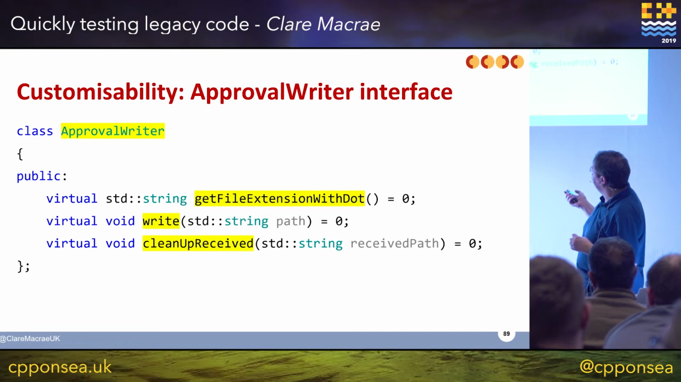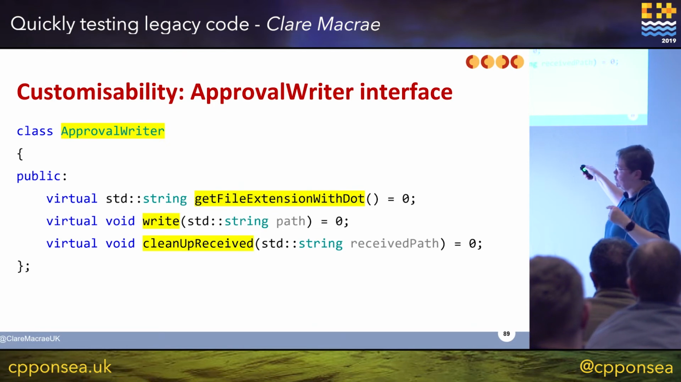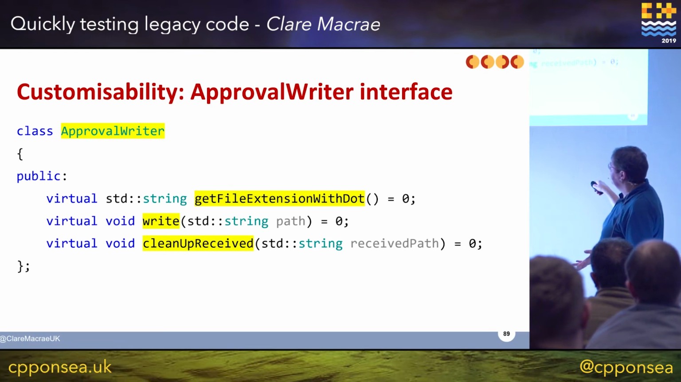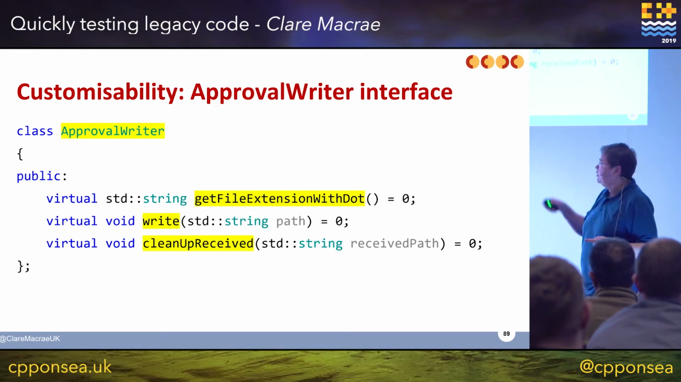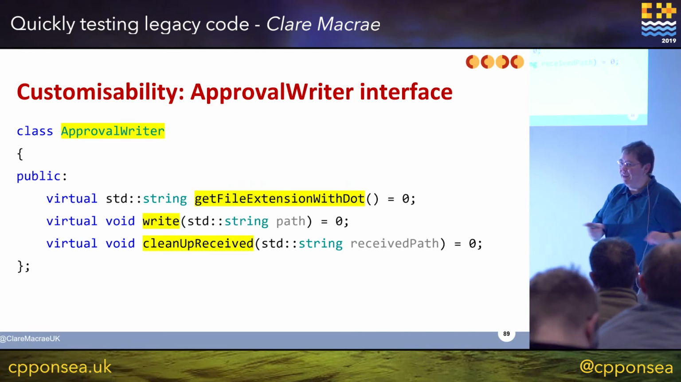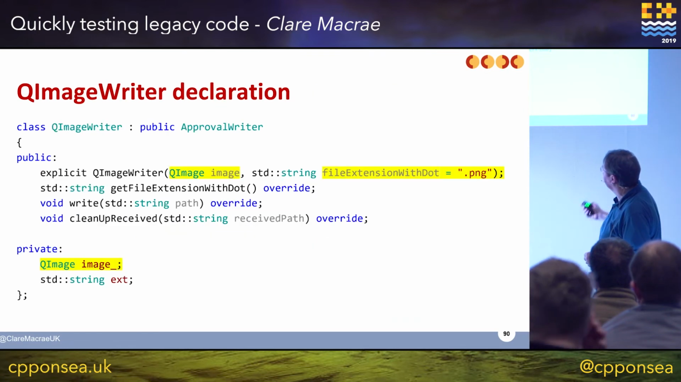So here's the approval writer interface. Get file extension helps the approval test framework to know how to name the file that it's going to write out, which helps the diffing tool know what kind of file to show. Write is the all-important method that actually says, for the object that's being tested, represent it on disk. And then cleanup received, I realized in writing this talk that's a bit ambiguous. It doesn't refer to the cleanup my log file type thing that we were talking about earlier. You would build that into the write method. It refers to: if my test passed, delete the received file. I only want to leave the approved file on disk if the test passed.